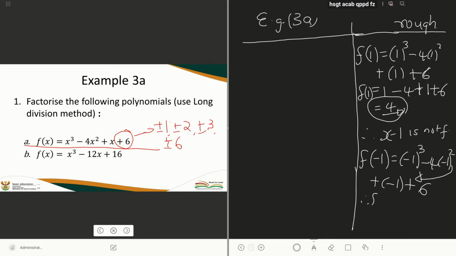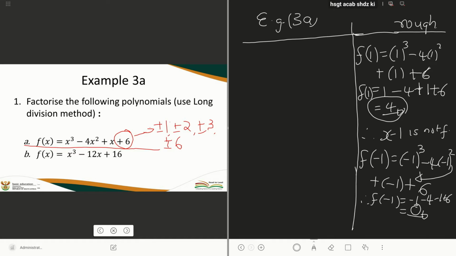Therefore, what is your f at negative 1? It's negative 1 cubed, which is going to be negative 1, minus 4 times 1, minus 4, minus 1 plus 6. Your f at negative 1 is giving you what? 0. Minus 1, minus 1, minus 1 is giving you 0. Then you can stop right there.